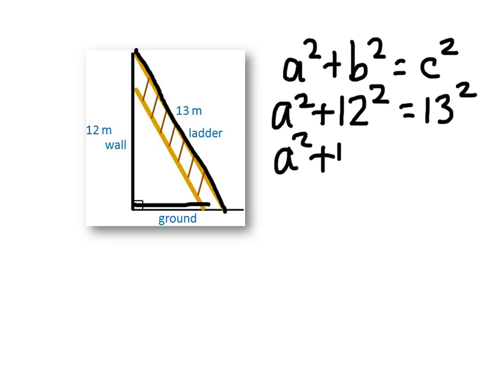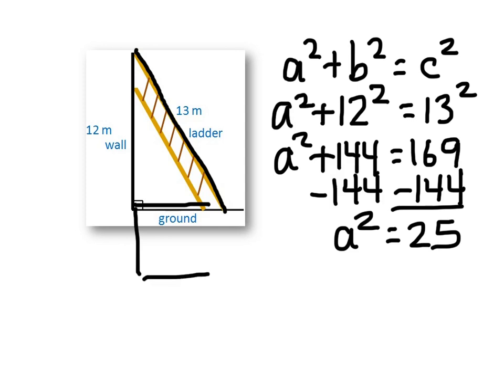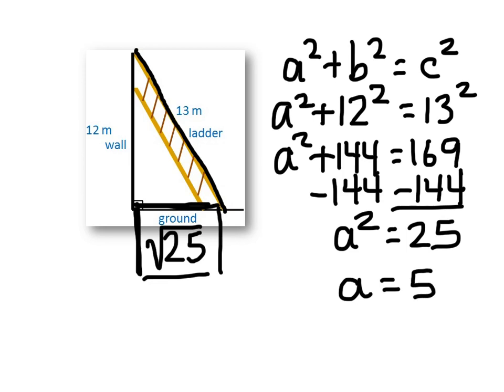12 squared, of course, is 144. And then 13 squared is 169. Now notice, since we're solving for one of the legs of the right triangle, we will end up subtracting from both sides. So we get a squared equals 25. But that's not our final answer. Remember, a squared would represent the square that's formed by multiplying a times a. Since that area is 25, to find a, we would need to take the square root. So a is going to equal 5. And that's it.